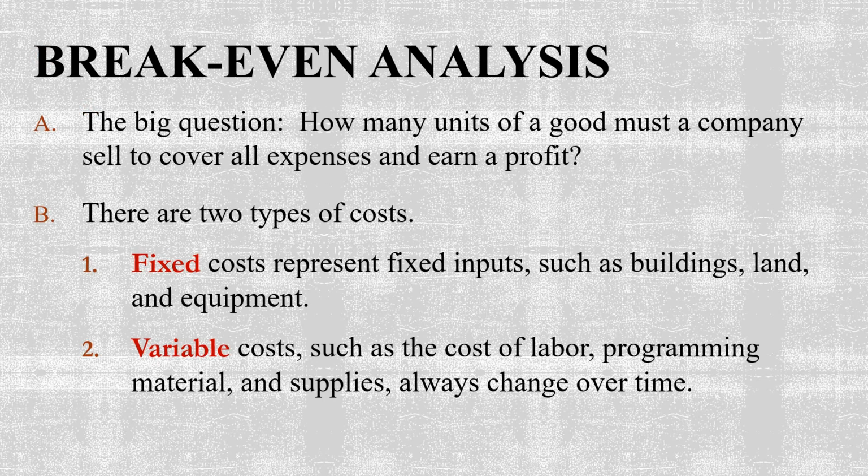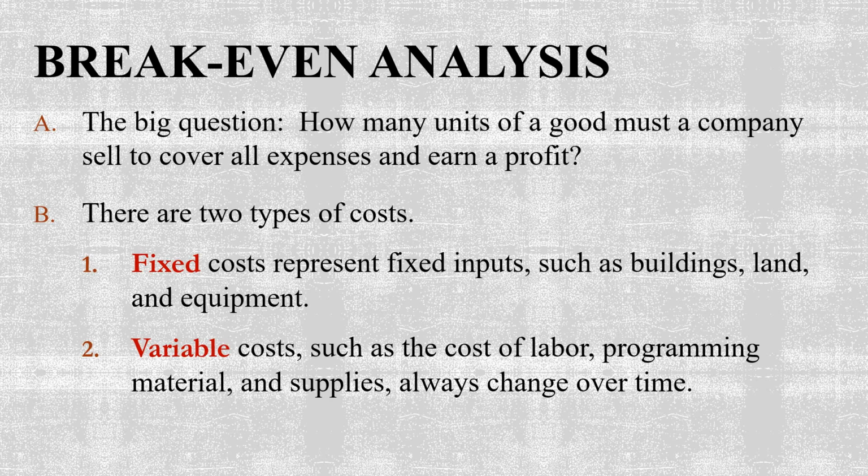Now, the break-even analysis. So the big question that we have in any business, because we're interested in making money, is how many units of a good must a company sell to cover all expenses and earn a profit? This is what we call the break-even number. And there's two types of costs that we need to consider here. There's fixed costs and there's variable costs. Fixed costs represent fixed inputs such as buildings, land, and equipment. The value of those, for the most part, does not change, at least generally do not change wildly.